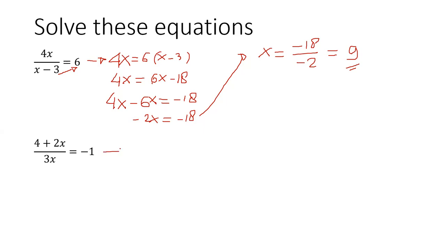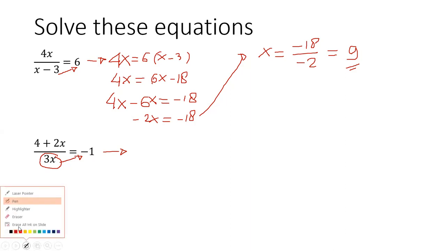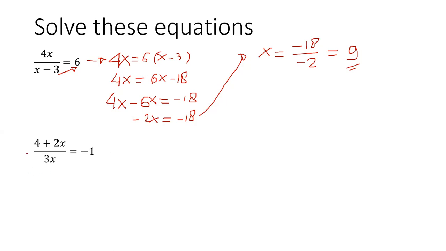Right, now this problem. As I inform you my method, that 3x can multiply with negative 1. From division become multiply. Yeah. This denominator, if moved to the right side or to the second term, from division become multiply. Right. Let me answer this. This equation, if 3x moves to the right side, gonna be 4 plus 2x equal negative 1 times 3x equal negative 3x.